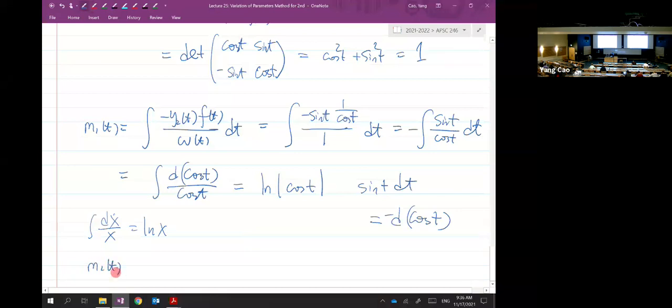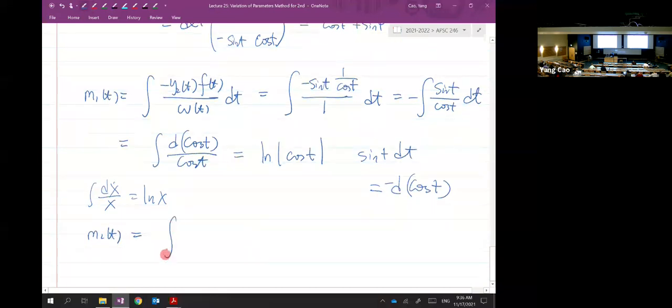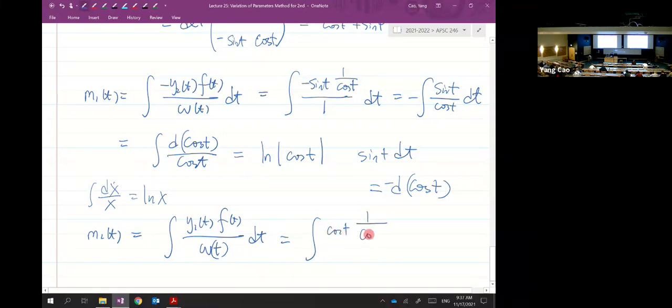Then M2 of t is the integral of y1 of t, f of t divided by W of t dt. So this one is easier. y1 is cosine t, f of t is 1 over cosine t, and W of t is 1. Everything cancels out, and you're left with just a 1. So basically, you end up with just t.